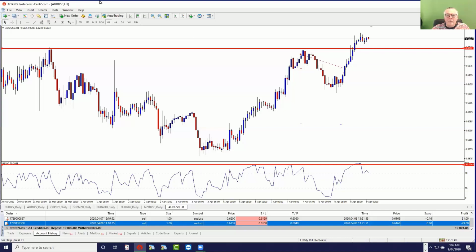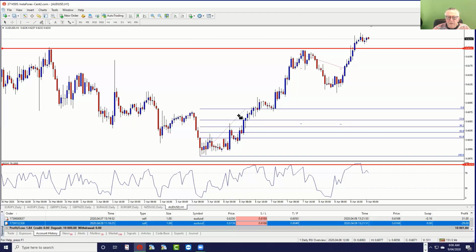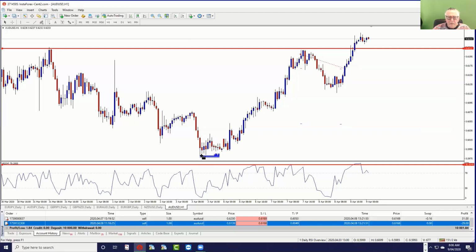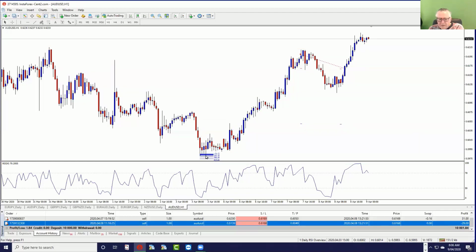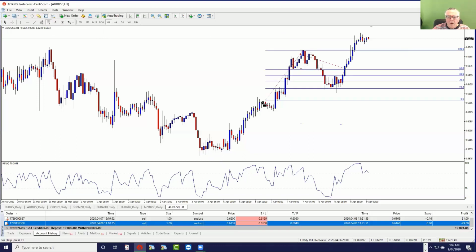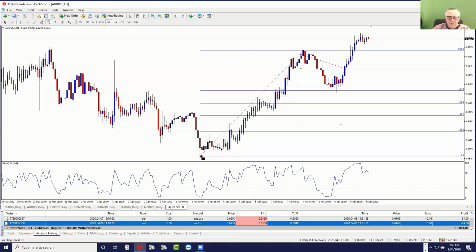Okay, so let's have a look at Mr. Fibonacci. I never draw them the right way. Yep, I did it the wrong way. I don't think MetaTrader itself has the right approach, but anyway, there's the turning point, and there's the starting point.